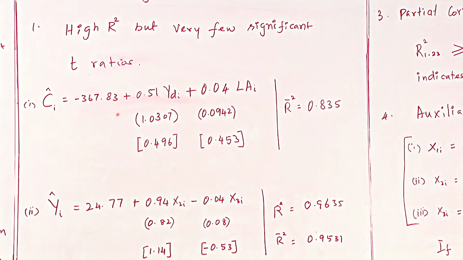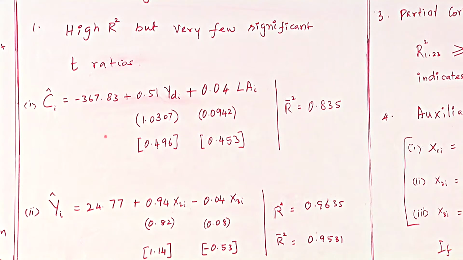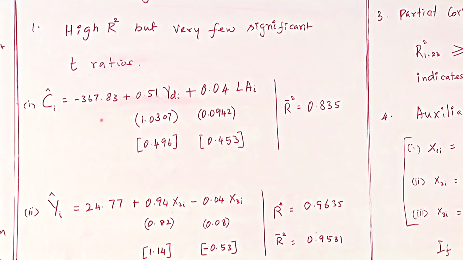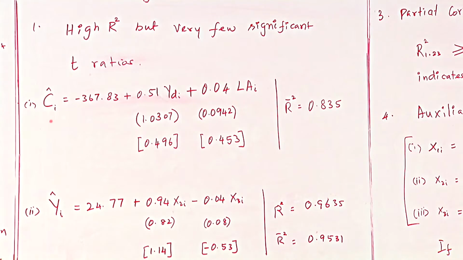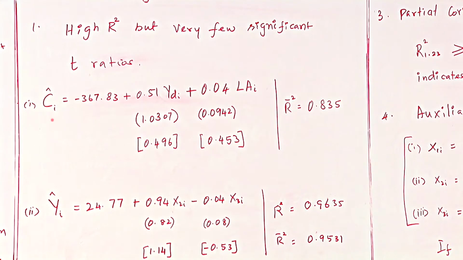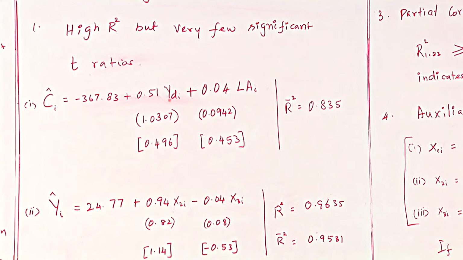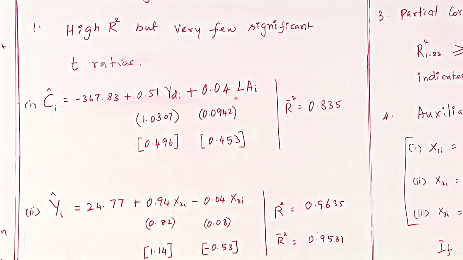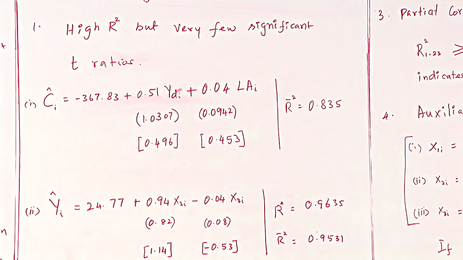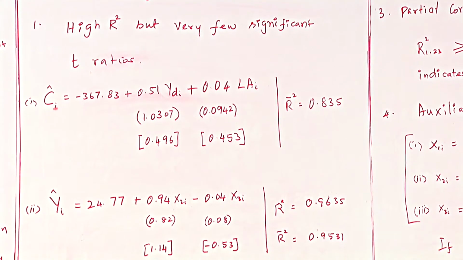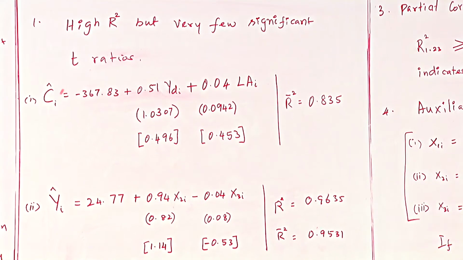Just take two examples. The first one is taken from Gujarati's econometrics book. This is the consumption function. Consumption is a function of the disposable income, monthly or annual income, and the liquid assets measured in terms of savings. This is the consumption regression on the disposable income and the liquid asset.